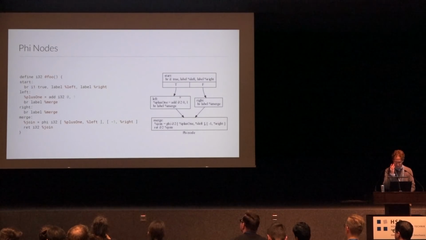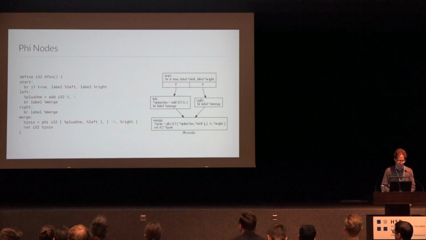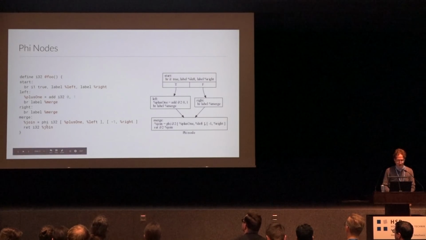So this is basically a very, very low-level way of implementing loop operations. So this is basically used to implement loop operations. So the phi node here is exactly the one I showed you before.